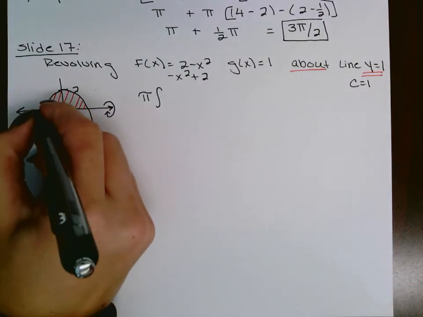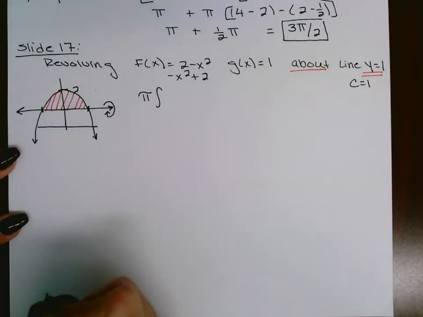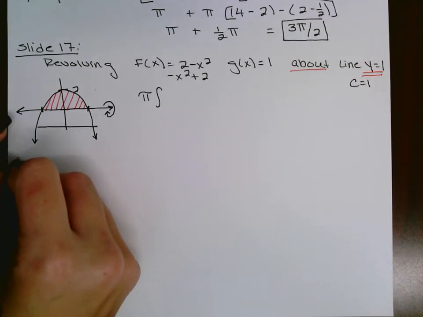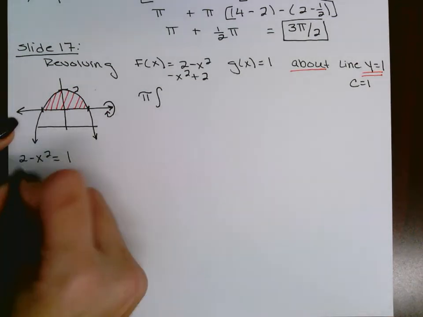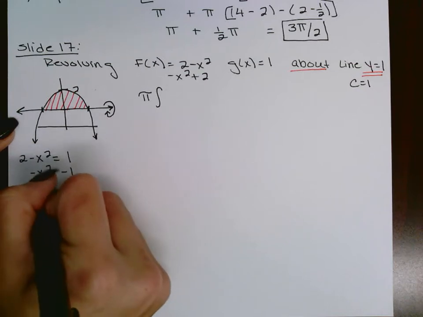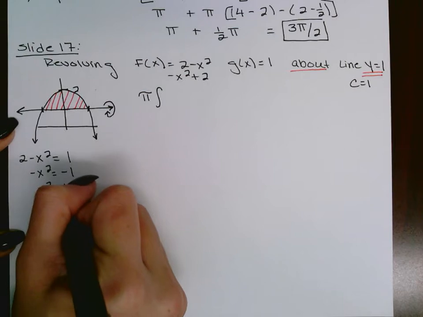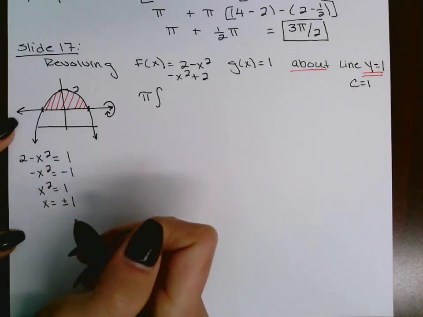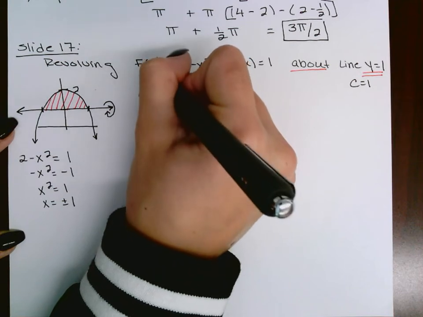I need to find my A and my B. How do I do that? Set them equal, right? Set the two functions equal to each other. So I have 2 minus x squared equals 1. I have x squared equals 1, and x is plus or minus 1. So that lets me know that it goes from negative 1 to 1.